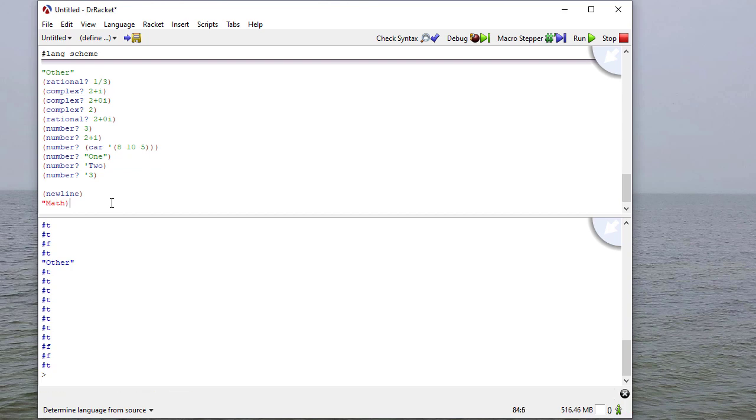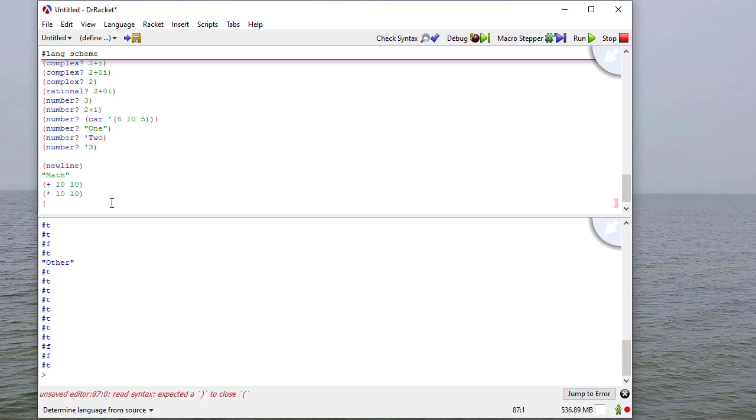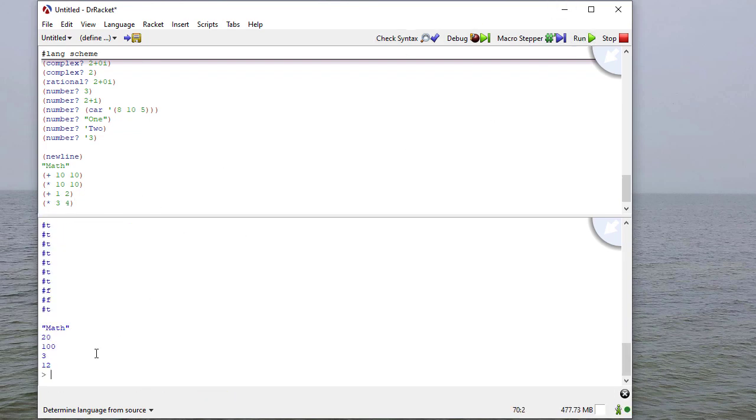Okay, so now let's do some math. Again, remembering that Scheme uses prefix notation. So we have plus 10 10 to add 10 together, times 10 and 10. We can also add 1 and 2, and we can times 3 and 4. So let's run this and see what we get, and we get the numbers we would expect. We can also subtract 1 and subtract negative 1. So this might be a little surprising. This gives us negative 1, and this gives us positive 1.